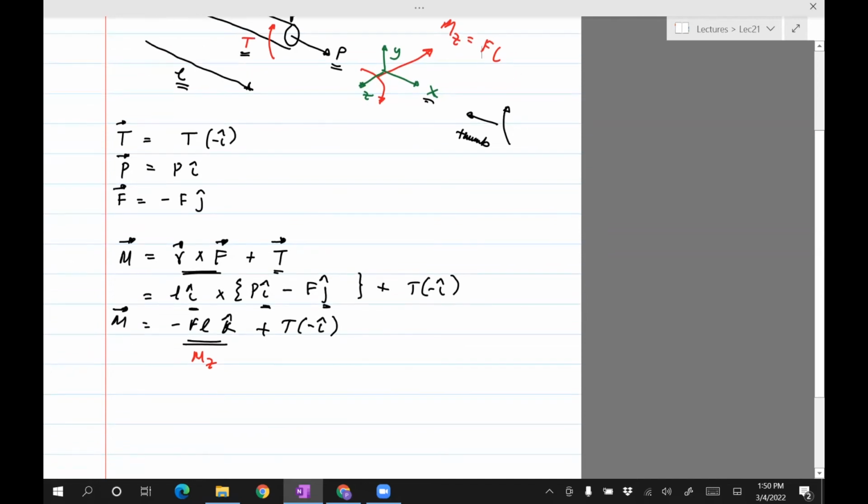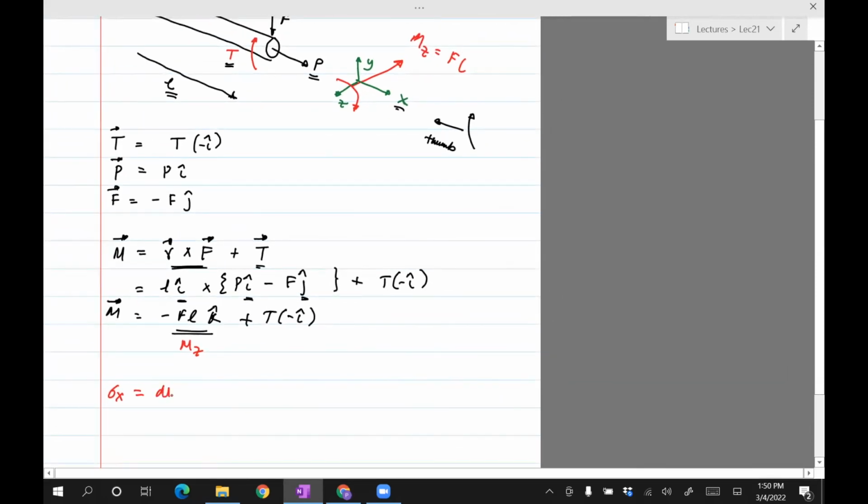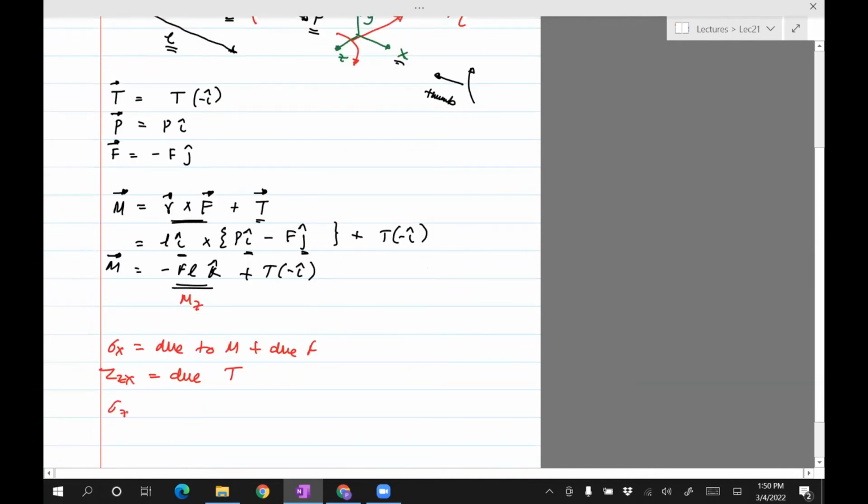Now, before I leave, if you want to try this, you need to compute sigma x, and you'll see that sigma is a function of two things. They will be due to M plus due to F. This is an axial stress. And then you see tau Zx will be due to torque. And then you'll see that sigma Z will simply be 0, just like this.